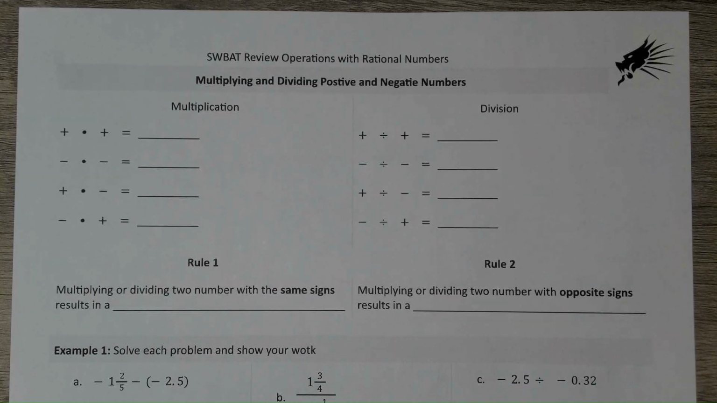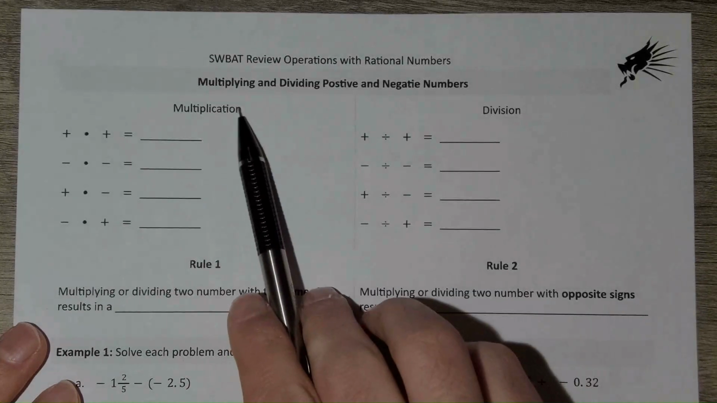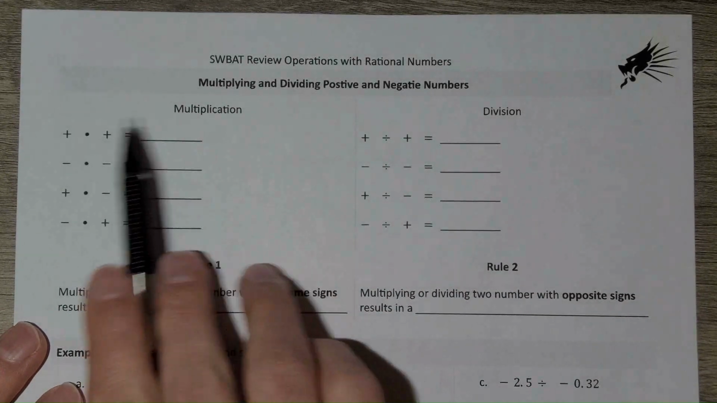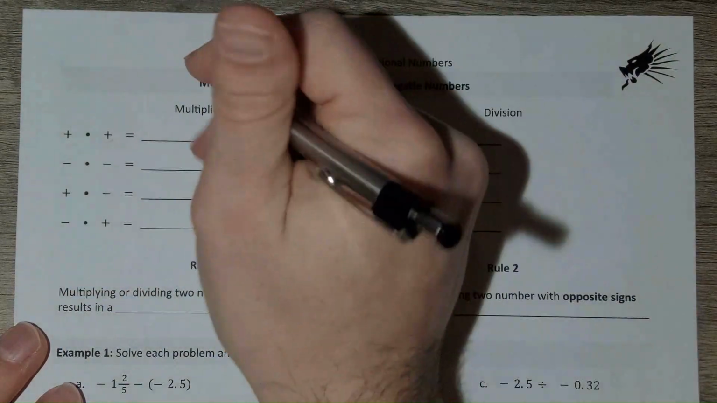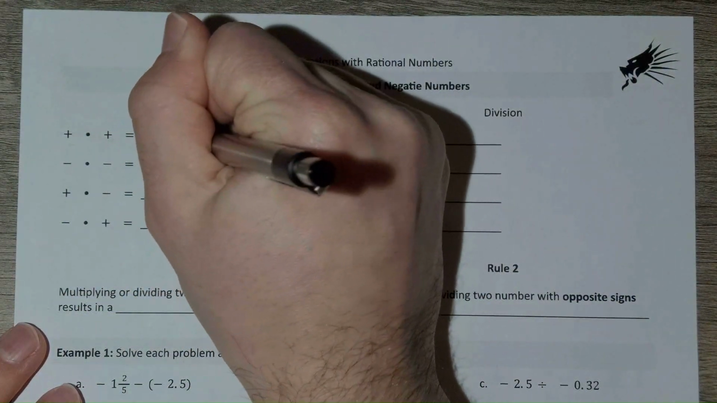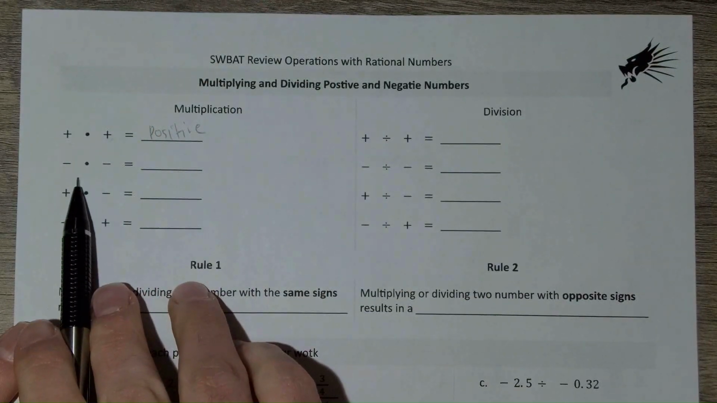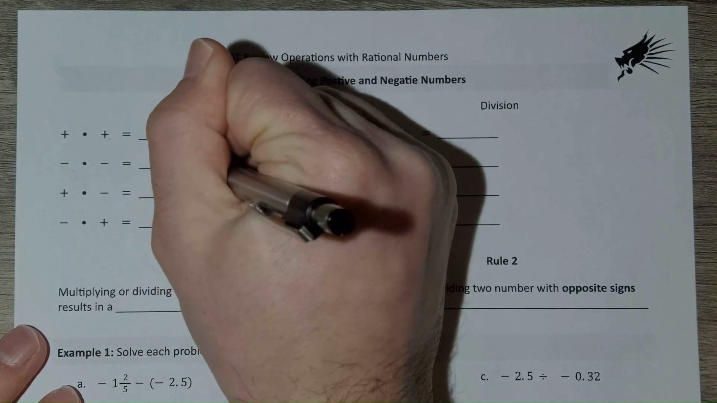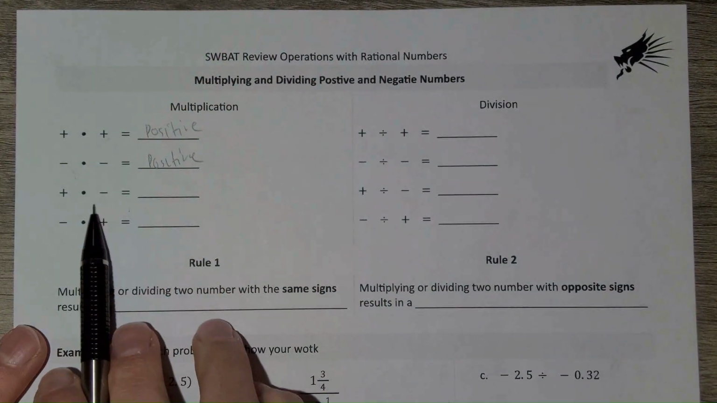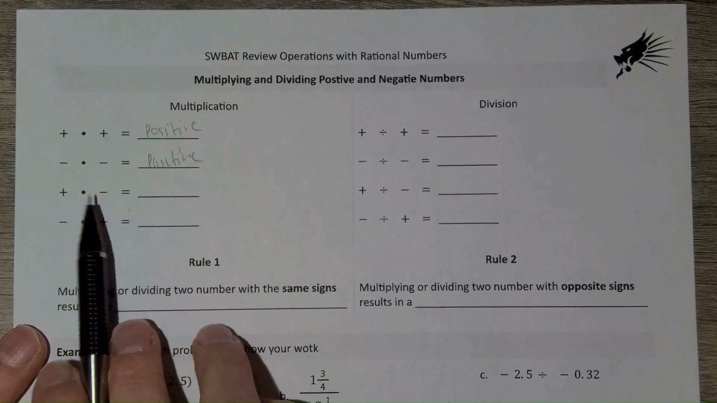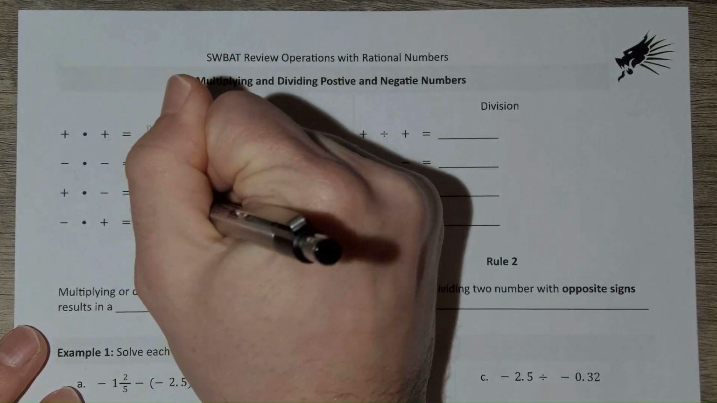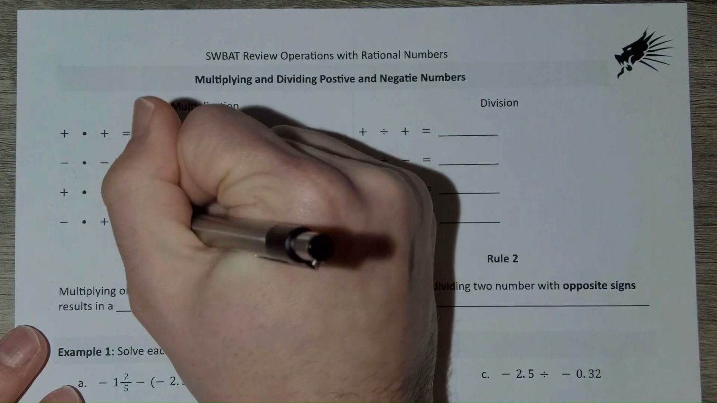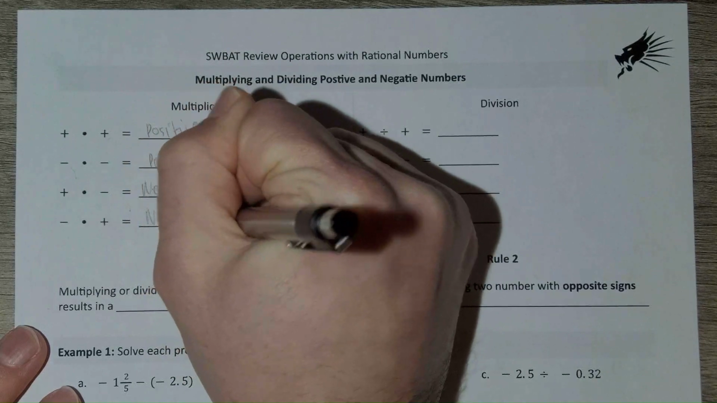So we just talked about adding and subtracting. Now we're going to get right into multiplication and division with positive and negative numbers. And so for multiplication, a positive times a positive, we learned was just a positive. But we also learned that a negative times a negative is a positive. And then when we multiply different signs, so a positive times a negative, we were told that it was a negative. And then a negative times a positive is also a negative.